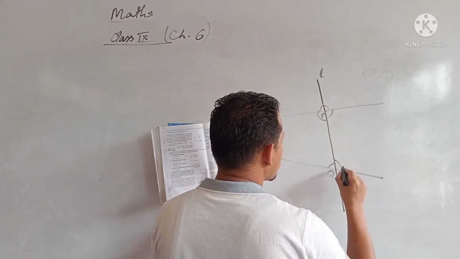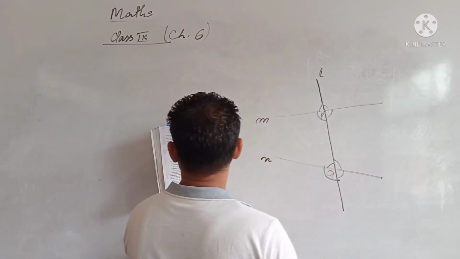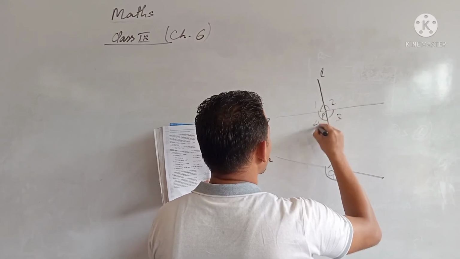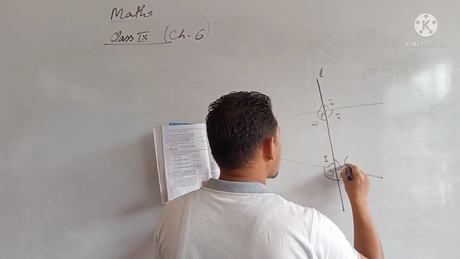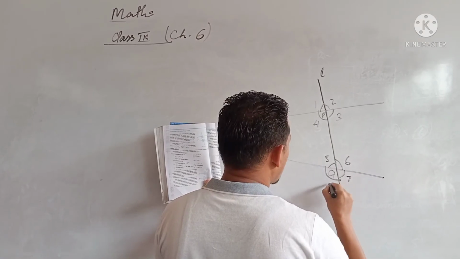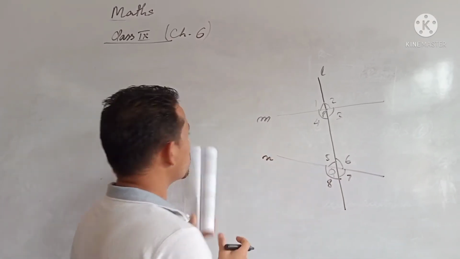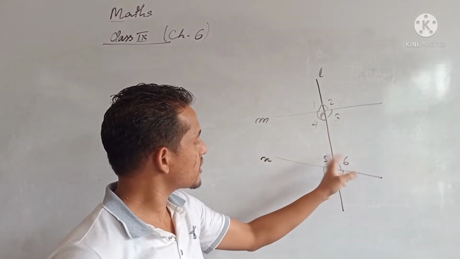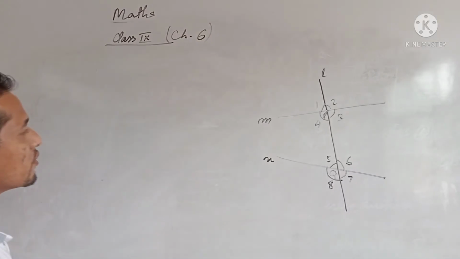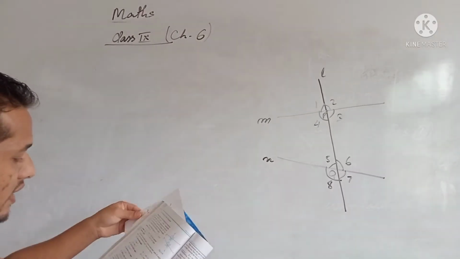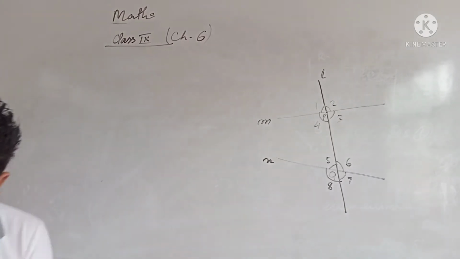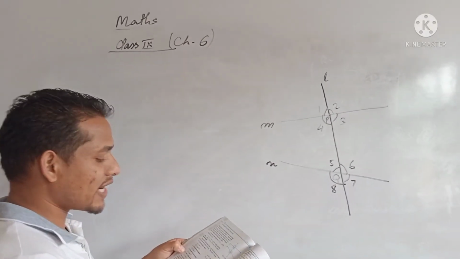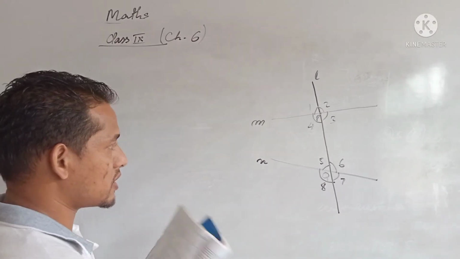There are 4 angles at each point, and they are named angle 1, 2, 3, 4, 5, 6, 7, 8. So by using this line and the angles 1 to 8, we are going to check here about the corresponding angle, alternate angle and interior angle on the same side of the transversal.